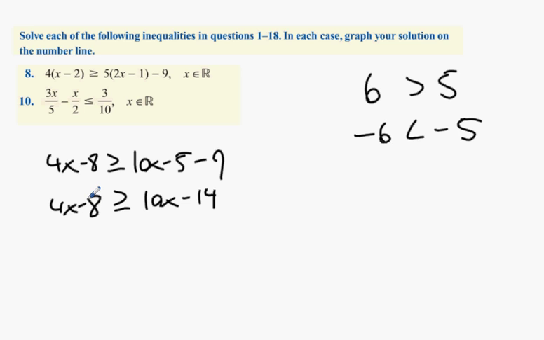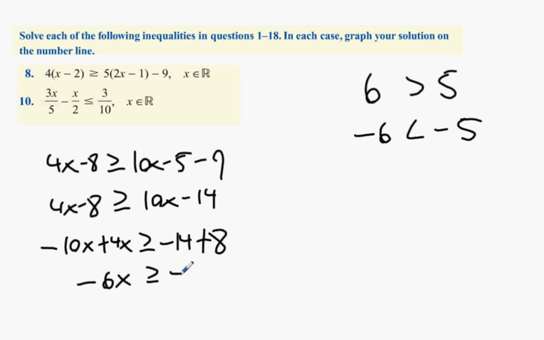Bring the 10x to the left and what happens? Minus 10x plus 4x greater than or equal to minus 14 plus 8. And what about after that? It turns into minus 6x greater than or equal to minus 6. We don't deal with minus in front of the x. Suggest a method to fix that. Multiply by minus 1. And you get 6x is less than or equal to 6.